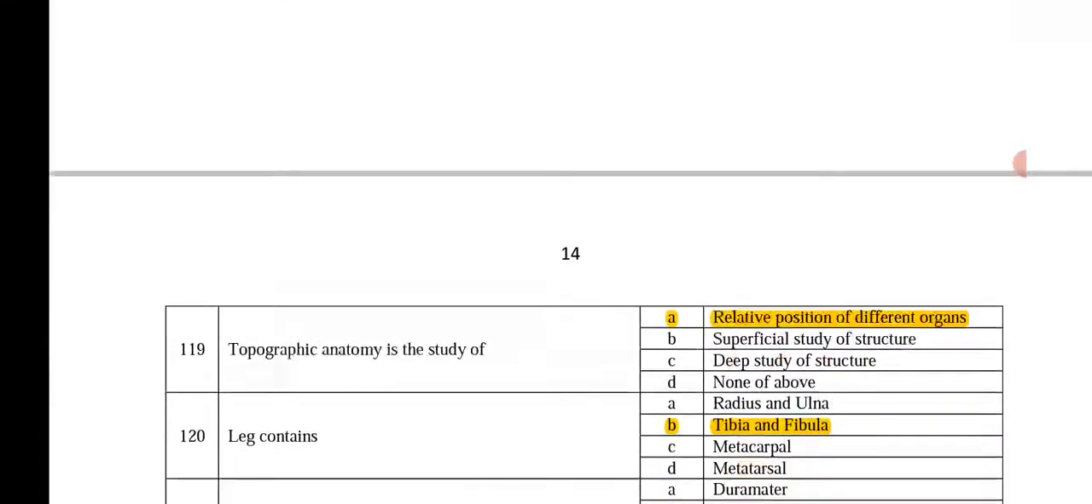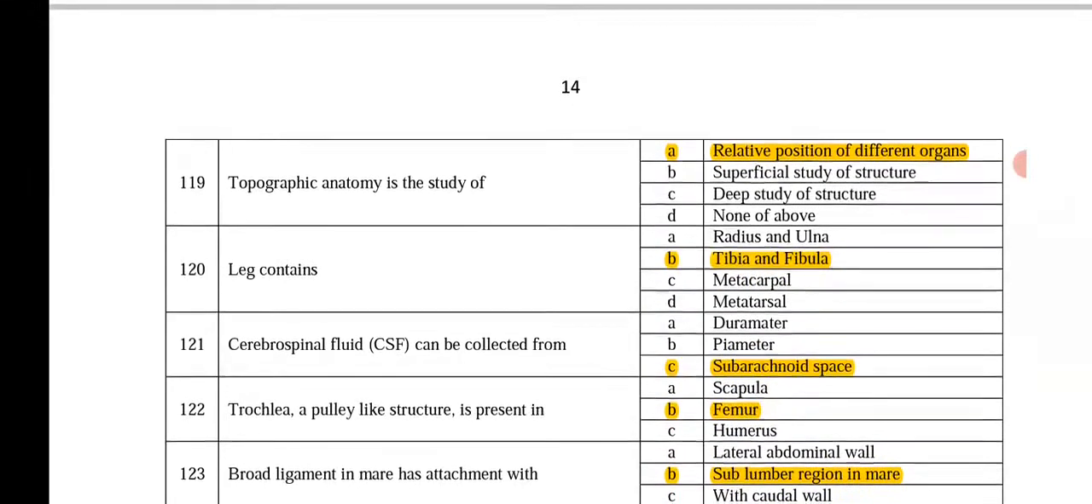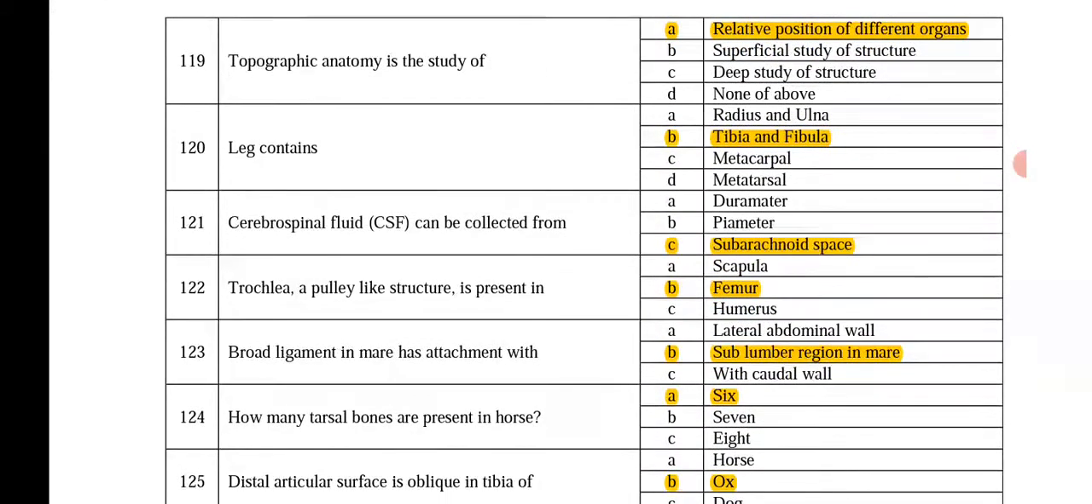Cytology is the study of cells. Topographic anatomy is the study of relative position of different organs. Leg contains tibia and fibula. Cerebrospinal fluid can be collected from subarachnoid space. Trochlea, a pulley-like structure, is present in femur.